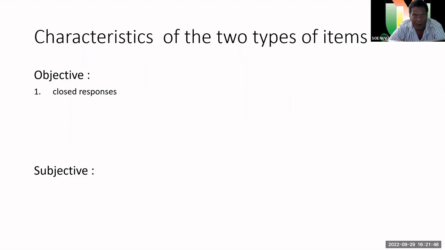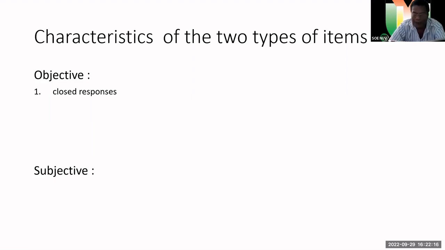It's either right or wrong. As you have in multiple choice, you cannot have two answers. So it's either right or wrong, either yes or no. So they are closed responses. Even in mechanical sums, like 2 plus 2 will equal 4. Nothing else, no other answers.